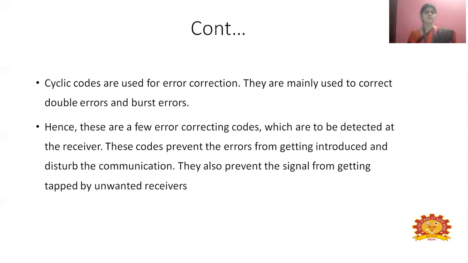Cyclic codes are also used for error correction. They are mainly used to correct double errors and burst errors. There are a few error correcting codes which are to be detected at the receiver. These codes prevent errors from getting introduced and disturbing the communication. They also prevent the signal from getting tapped by unwanted receivers.